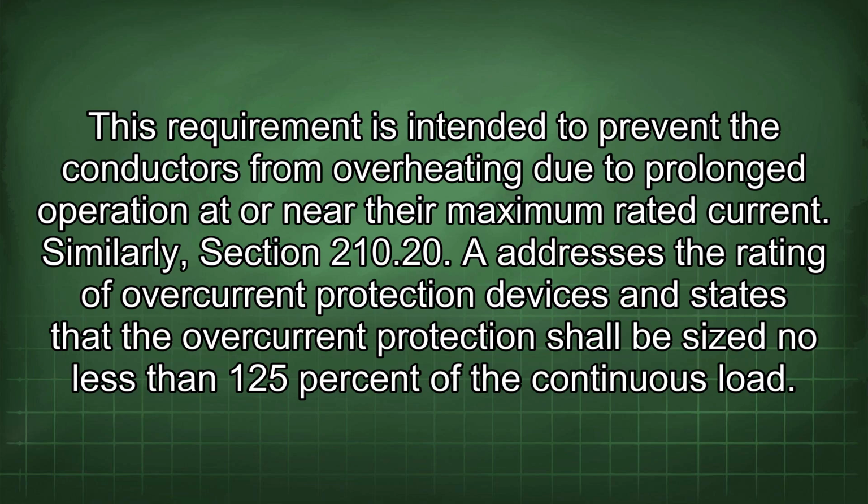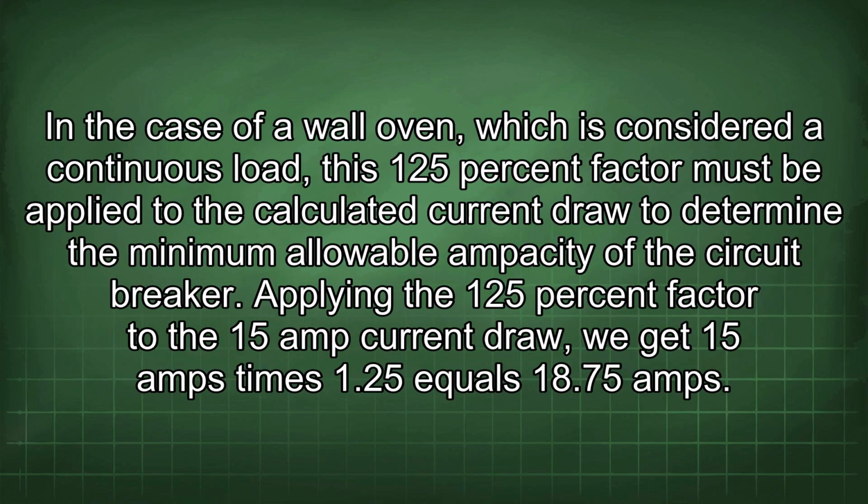This requirement is intended to prevent the conductors from overheating due to prolonged operation at or near their maximum rated current. Similarly, Section 210.20 addresses the rating of overcurrent protection devices and states that the overcurrent protection shall be sized no less than 125% of the continuous load. In the case of a wall oven, which is considered a continuous load, this 125% factor must be applied to the calculated current draw to determine the minimum allowable ampacity of the circuit breaker.